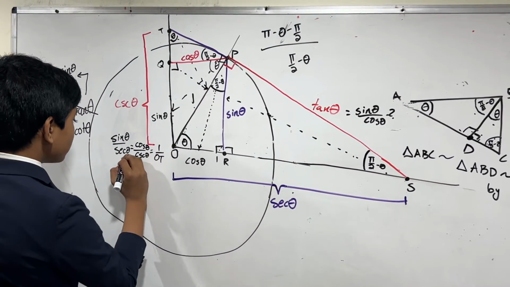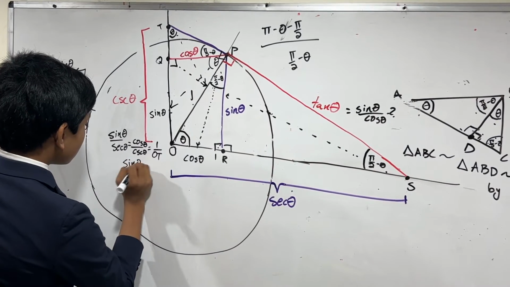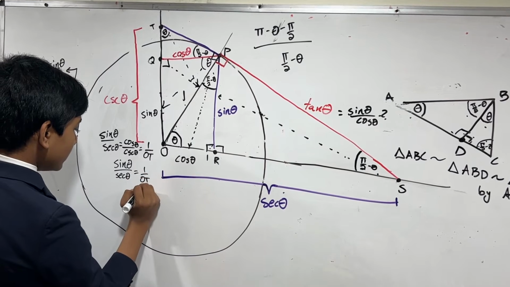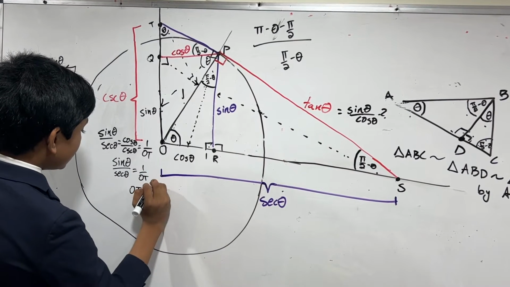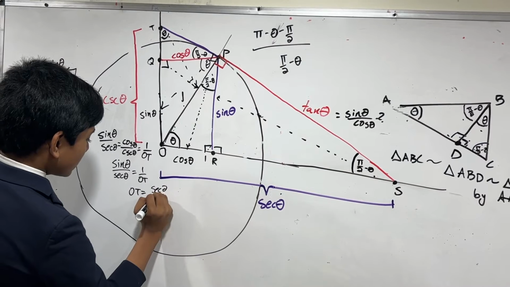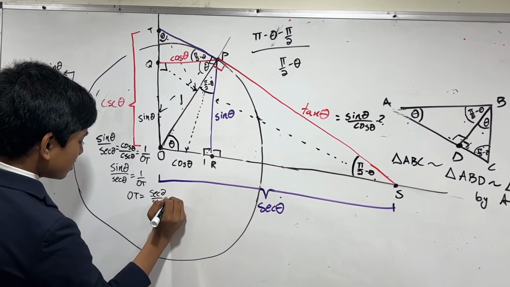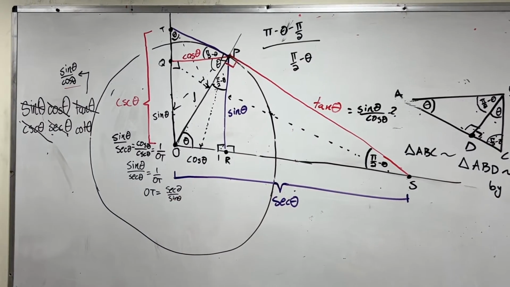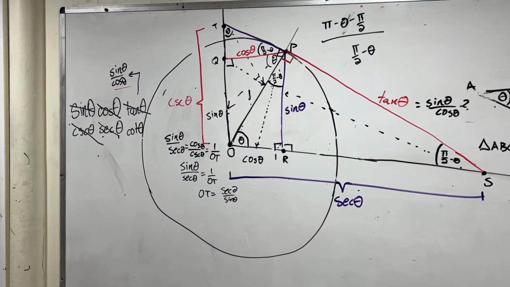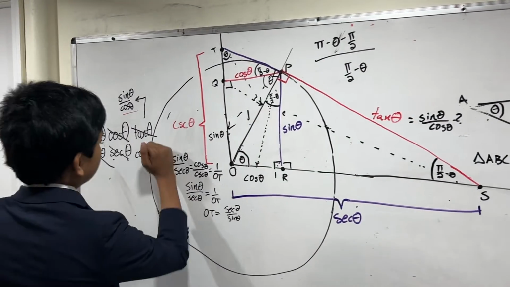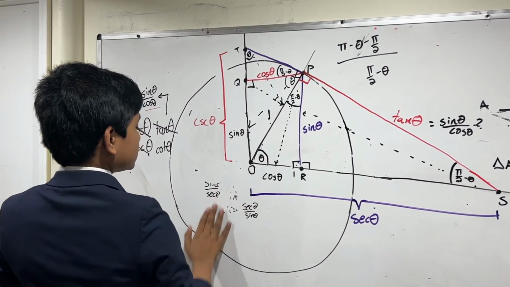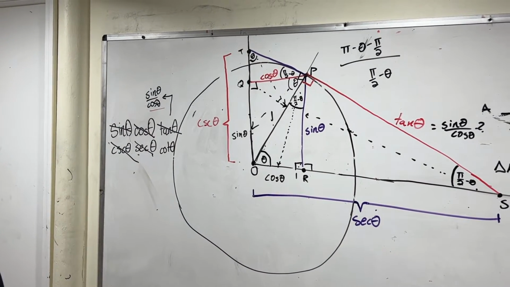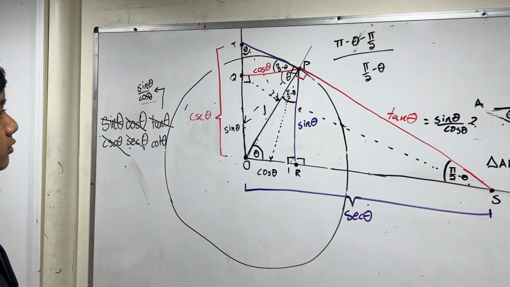So for the final reveal, sine theta over secant theta is 1 over OT. So OT should be secant theta over sine theta. Wait, something's fishy with that. Something's a little fishy there. Oh shoot. I got them out of order. Let's try that one again. Shoot. If I got them out of order, what can I do instead?